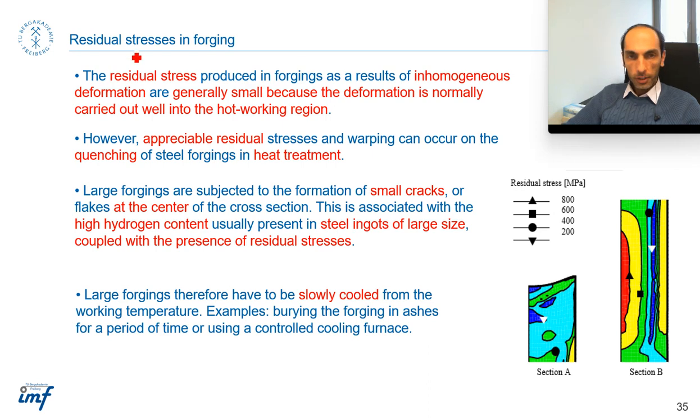Usually we have such a residual stress, and as a result of residual stress in large forgings, in the middle area where we have a high hydrogen content, some cracks appear in the center. This crack is a result of this high hydrogen content and residual stress together. This coupling of the two leads to central cracks in big forging parts.